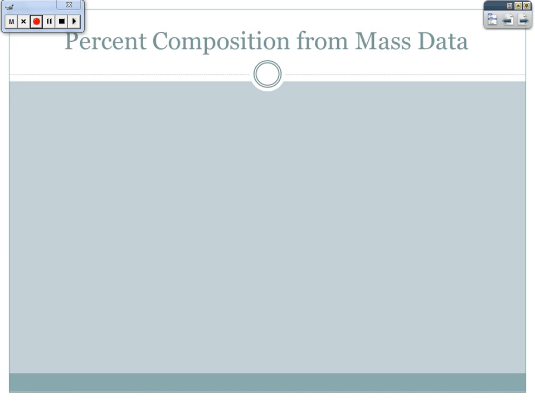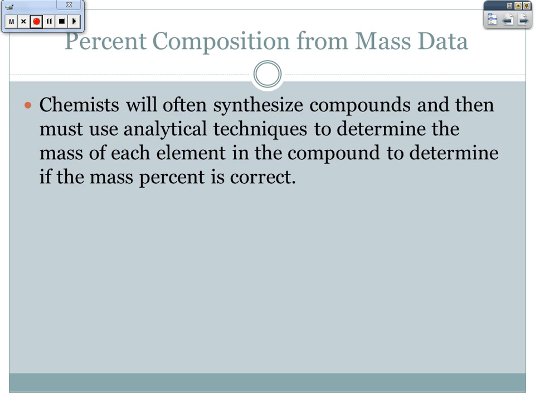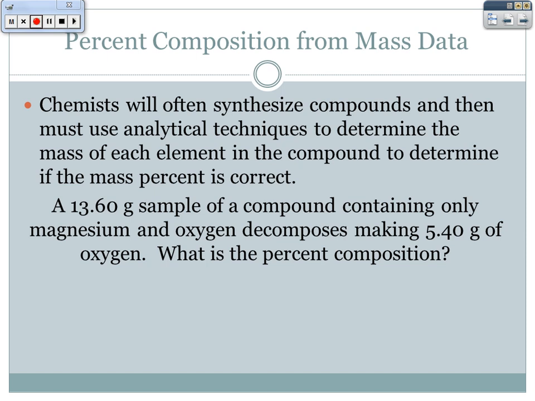You can do percent composition from mass data. Chemists will often synthesize compounds and then have to use analytical techniques to determine the mass of each element in the compound to see if the mass percent is correct. And so, for example, if a 13.60 gram sample of a compound containing only magnesium and oxygen decomposes to make 5.40 grams of oxygen, what is the percent composition?